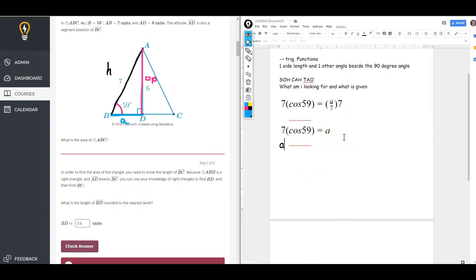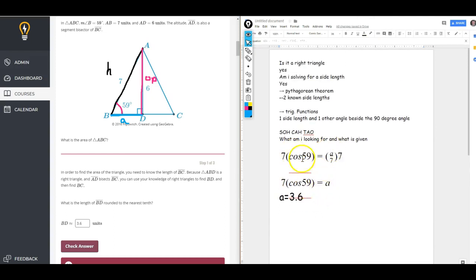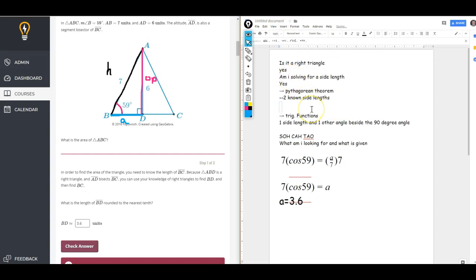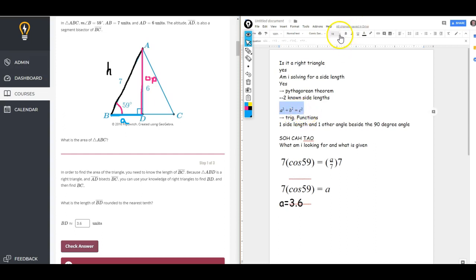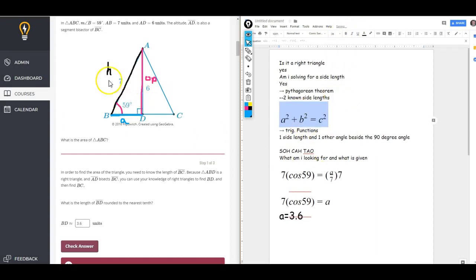I'm going to show you with the Pythagorean theorem and show you why sometimes using a trig function can be a strength. So the Pythagorean theorem is a squared plus b squared is equal to c squared. So now that we have that, let's relabel this triangle according to the Pythagorean theorem. Now c squared is the hypotenuse again, so it is still side length 7.